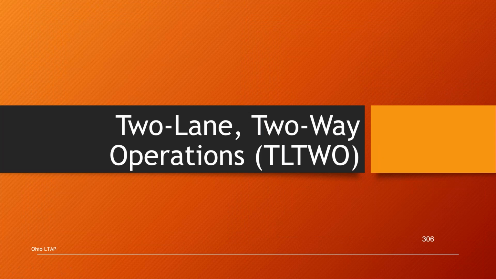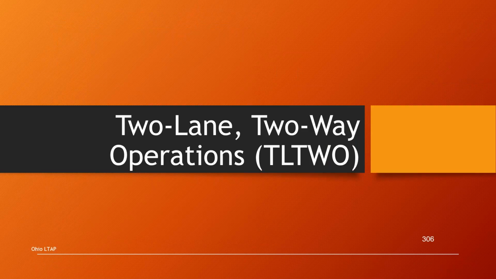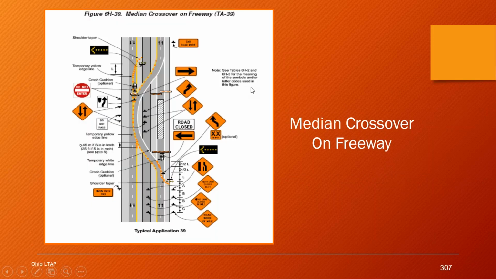So that's freeways, and then we're back to talking about our most basic roadways, our 2-lane, 2-way operations. Sometimes we have to neck our freeways down to 2 lanes. You've probably seen that on a lot of our ODOT projects where we have a median crossover. So we didn't have to start from scratch in that design. We actually have a typical application for that median crossover.